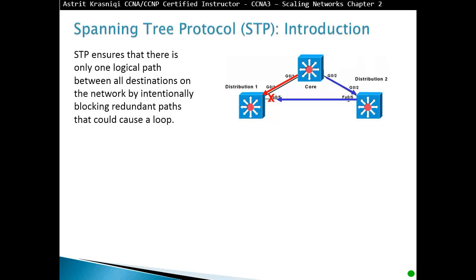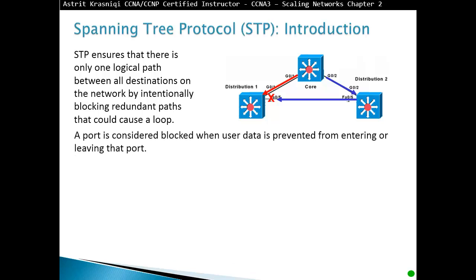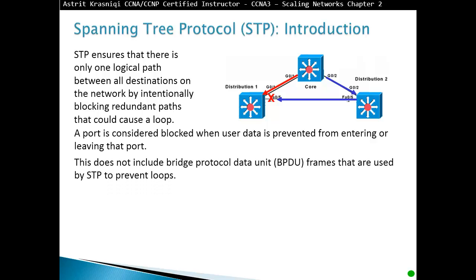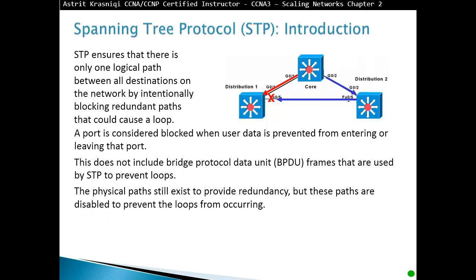So, spanning tree protocol introduction. Spanning tree protocol ensures that there is only one logical path between all destinations on the network by intentionally blocking redundant paths that will cause a loop. A port is considered blocked when user data is prevented from entering or leaving that port. You have to remember those terms. The port is considered blocked only when it prevents user data. But remember, bridge protocol data units are still allowed to go through. This does not include BPDUs, and the physical paths still exist to provide redundancy, but these paths are disabled to prevent the loops.